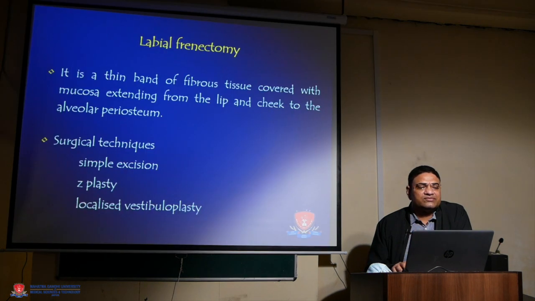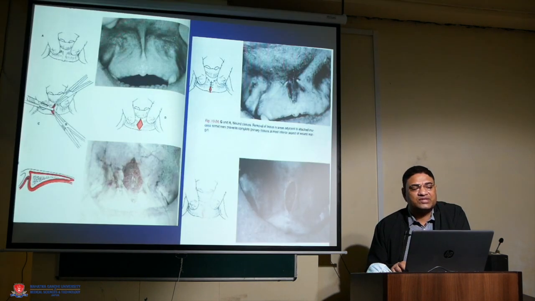Now comes the labial frenectomy. The frenum is a very thin band of fibrous tissue covered with mucosa extending from the lip and cheek to the alveolar periosteum. So sometimes they interfere with the adaptation of the prostheses. So how do we remove it? We go with surgical techniques, that is simple excision, Z-plasty and localized vestibuloplasty. These pictures show the incisions and various steps in removing the labial frenum. After achieving hemostasis, we go for suturing and release the frenum for the adaptation of the prosthesis.